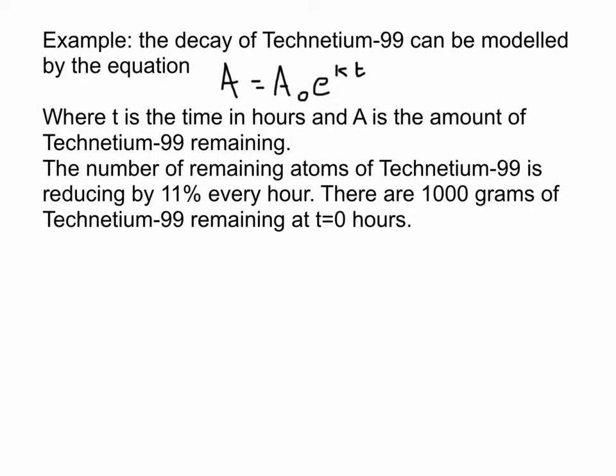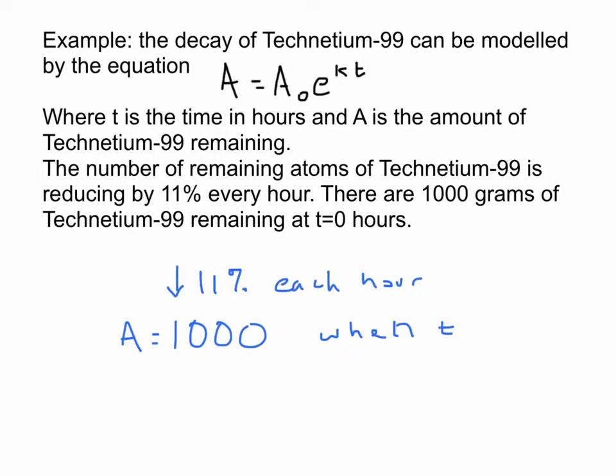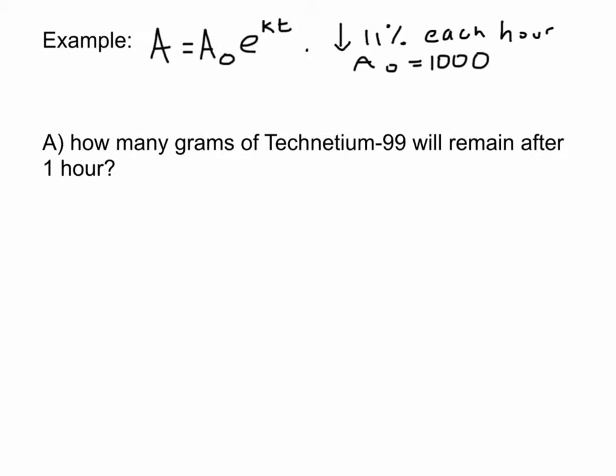Now, to start with, you have to write down what you're given. So we're given that it reduces by 11% every hour, and that we start with 1,000 grams of technetium when t is 0. And that actually means that A0 is 1,000. So we'll keep that. So we've got what we have from before. It's reducing by 11% each hour, and A0 was 1,000. How many grams of technetium will remain after 1 hour?